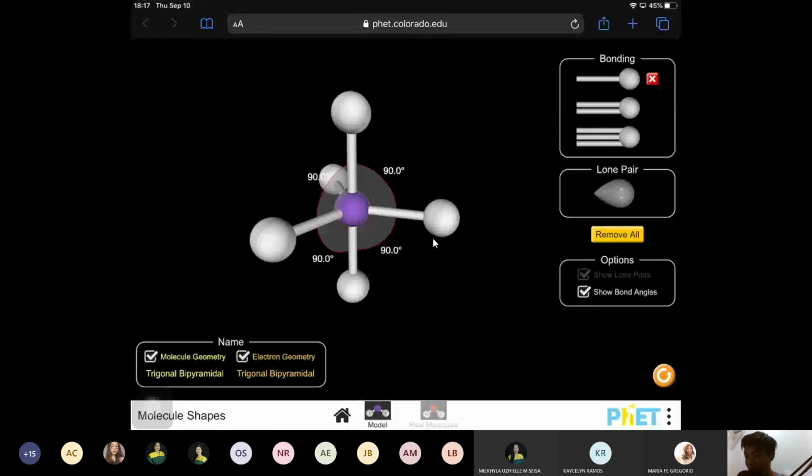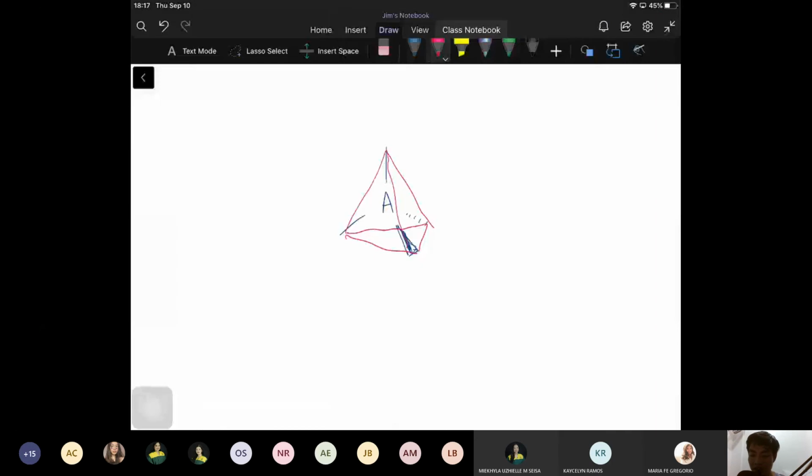Sir, di ko ma-visualize drawing mo. Pagpasensya na sa aking drawing. Gagawin ko yung 5 electron groups, 5 groups sa paligid ng atom. Okay. So, start ako.